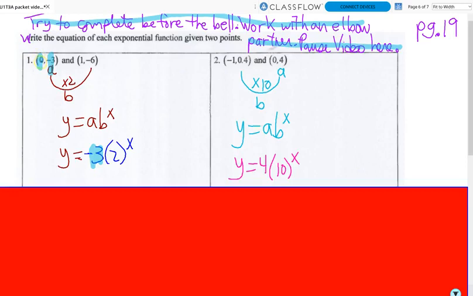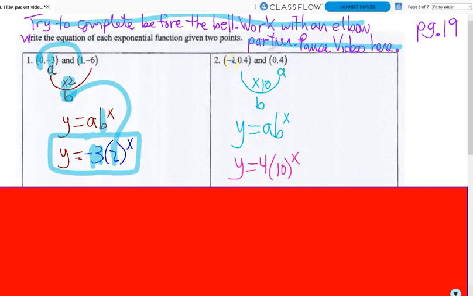And now to go from 0 to 1, I just have to figure out what I multiply -3 by in order to get -6. That's times 2. So our b value is a growth factor of 2, which means every value of y is going to be multiplied by 2 to get the next y value. That b goes into your equation, and I am done with number 1. Same thing happens with number 2. I can see that it's -1.